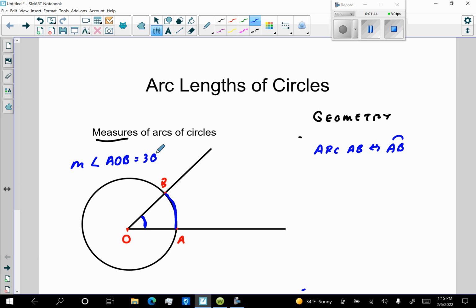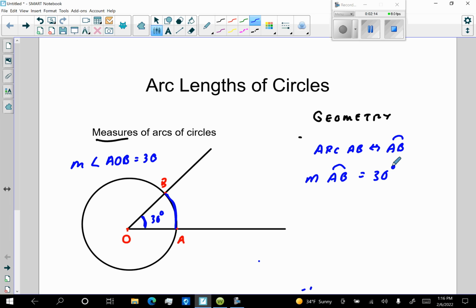Well, we did talk about the measure of an arc, and the measure of an arc is the same as the measure of the central angle that subtends that arc, i.e. that intersects that arc. So if we have angle AOB equal to 30 degrees, then yes, the measure of arc AB is also going to be 30 degrees.